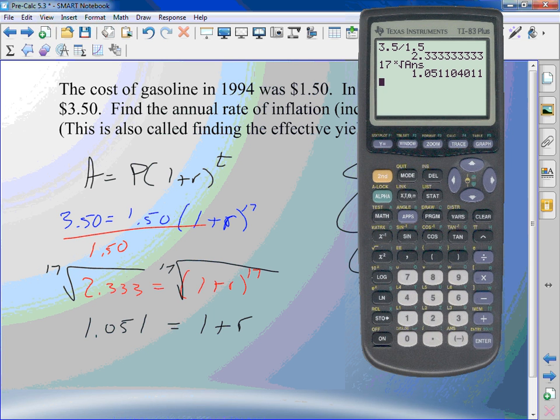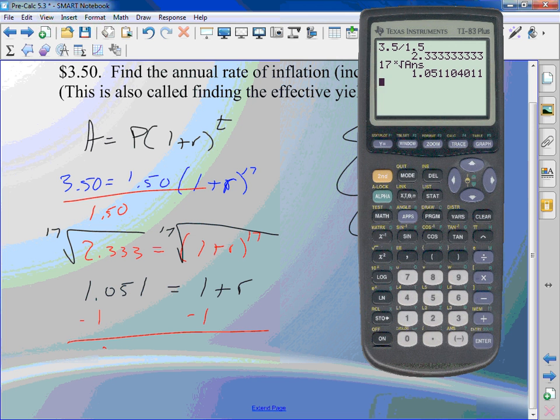Now what do I do to solve? Subtract 1. Subtract 1, subtract 1. And I'm left with 0.051. That's talking about the rate. I'm going to change it back to a percent. What percent is 0.051? 5.1%, and this went up. So the price of gas went up 5.1%.